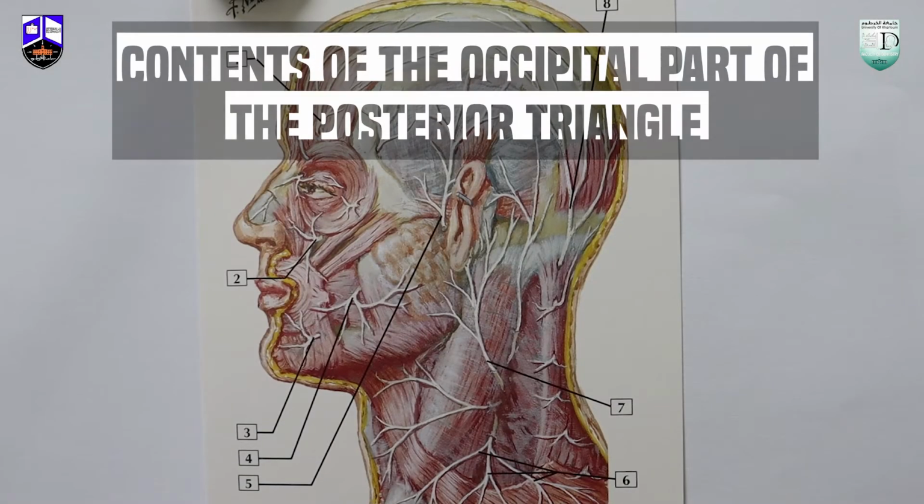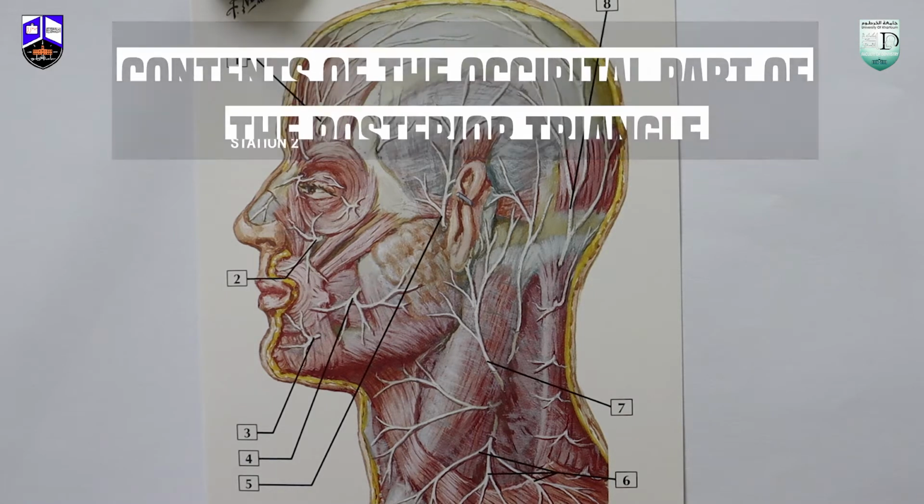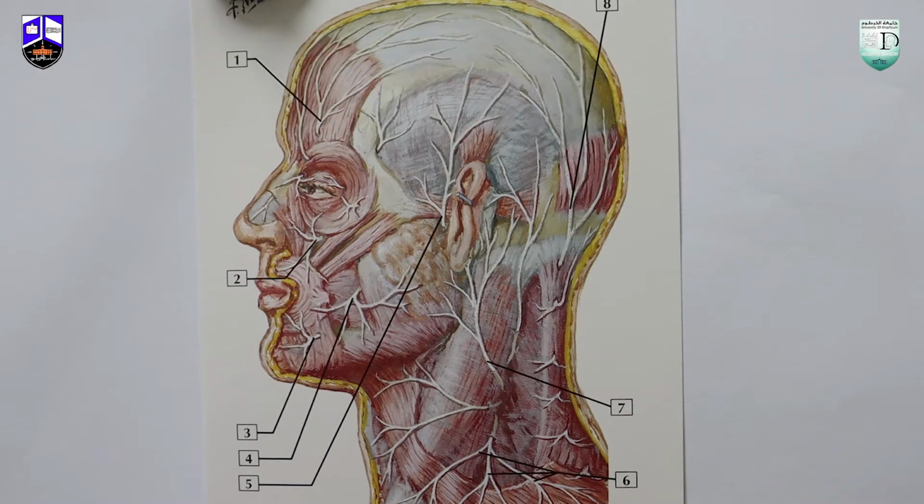This station deals with the cervical plexus, which is a network formed by the anterior primary rami of the upper four cervical spinal nerves after each has received gray rami communicantes from the sympathetic trunk. This plexus gives rise to a number of branches.